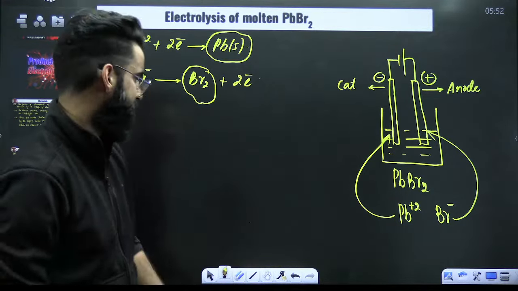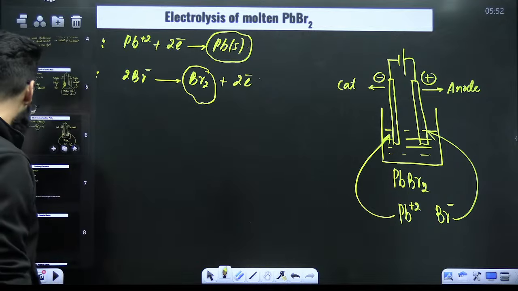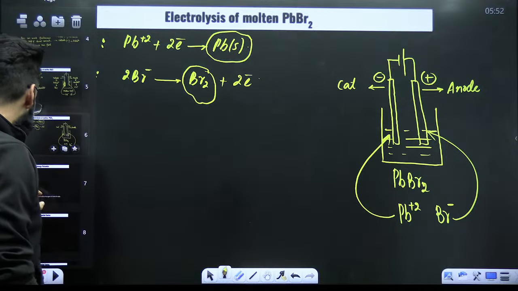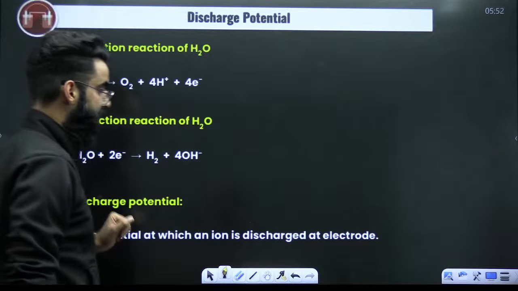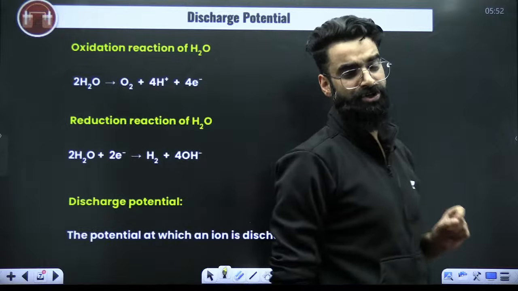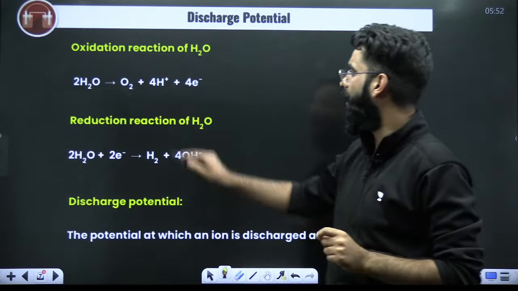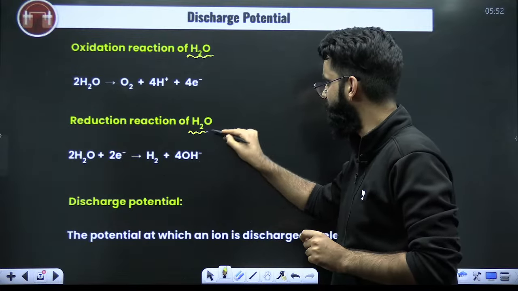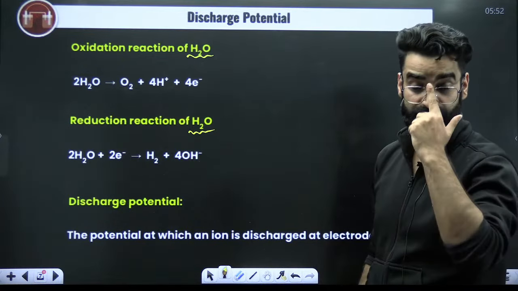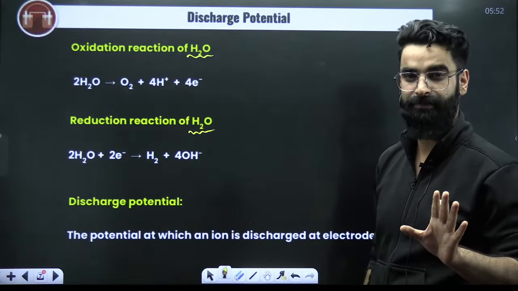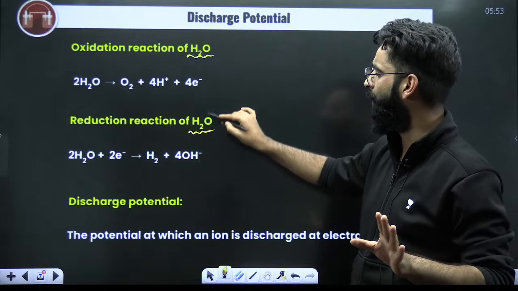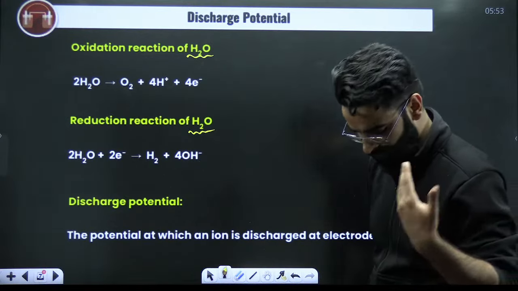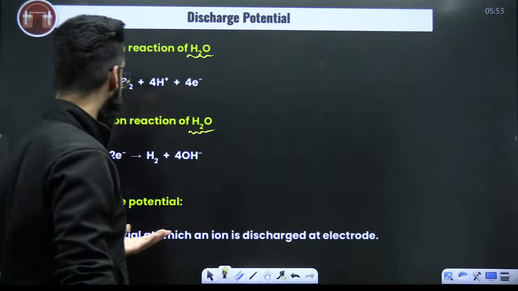Okay, let's try to understand in a simple way. First of all, I want you guys to remember 2 reactions. One reaction is something which I'll be calling the oxidation reaction of water. Another reaction I'll be calling the reduction reaction of water. These are 2 reactions which I would want you guys to remember first of all. One is the oxidation reaction of water, one is the reduction reaction of water.